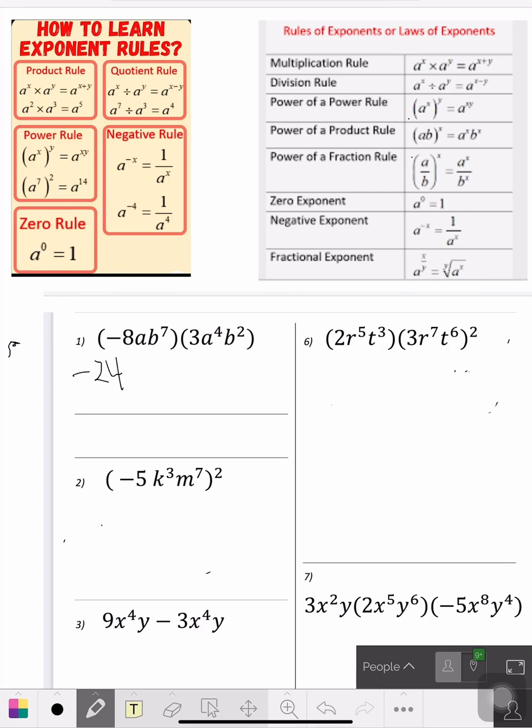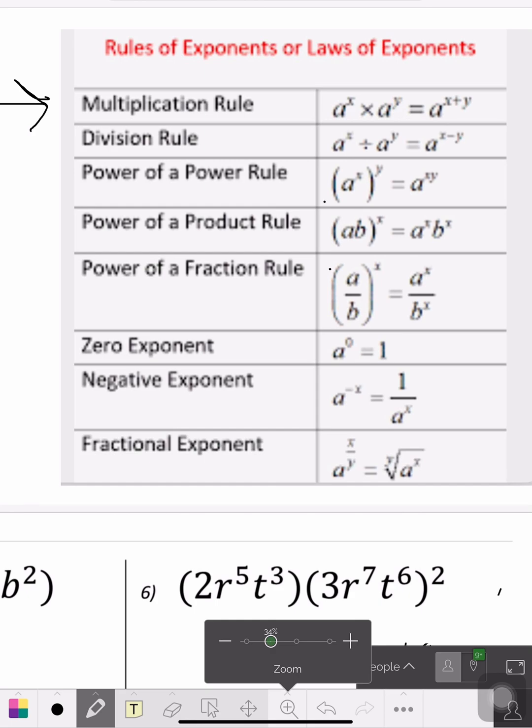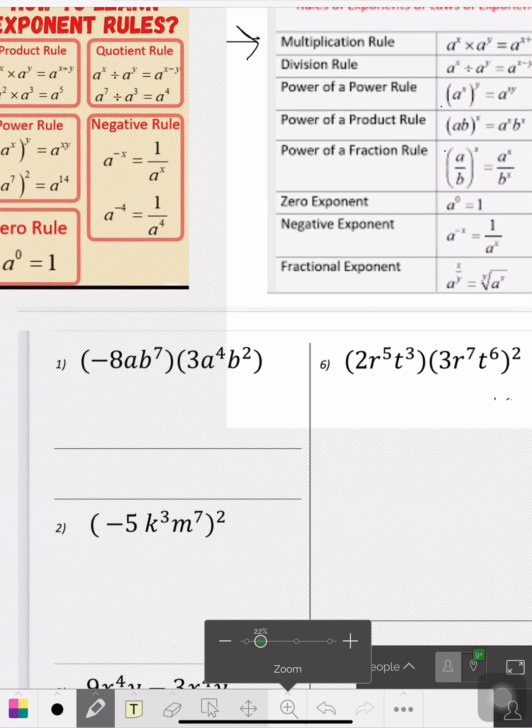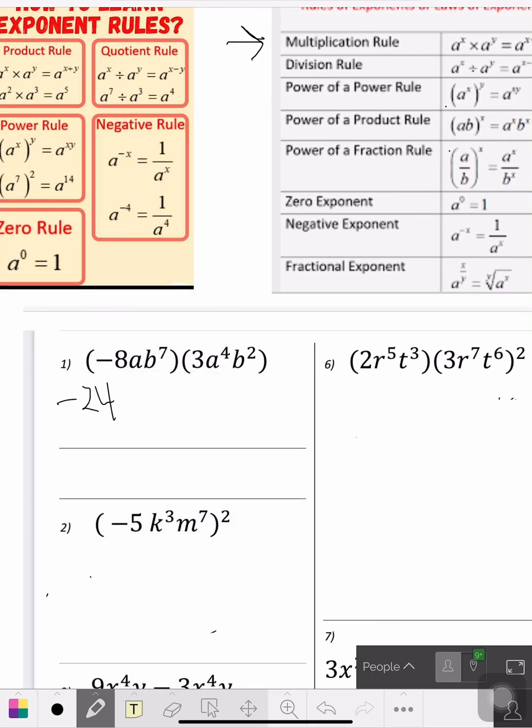Now let's move on to the a. So we get a to the first times a to the fourth. If we look up at the multiplication rule and the product rule, you actually take, I'll just blow this up a little bit. So it's a to the x times a to the y, where they're both different numbers, equals, you add them. See, it's a to the x plus y. So we go down here, and we got a to the first times a to the fourth, so you add them. So it's a to the fifth.